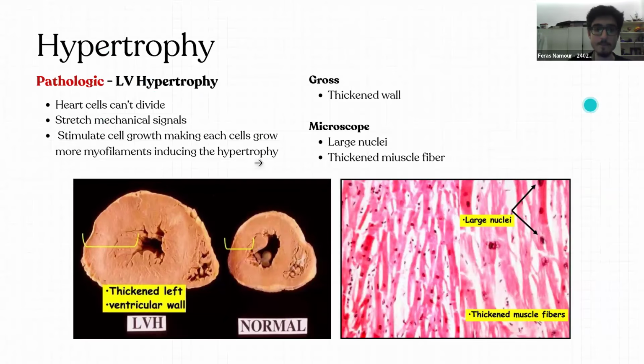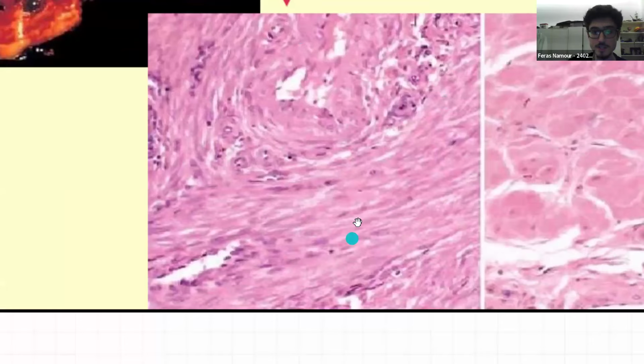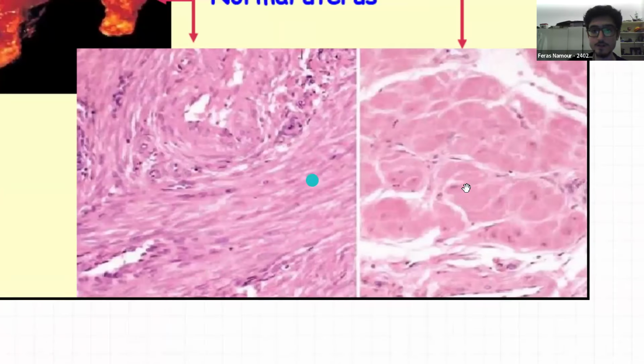Now, a physiological variant for hypertrophy happens in pregnancy again. A pregnant lady will have her uterus both hypertrophy and hyperplasia. It's going to increase in size and in number. This is what a normal uterus looks like, and this is a large uterus. We call it gravid. And this is the normal histology slide. And what do we see here?